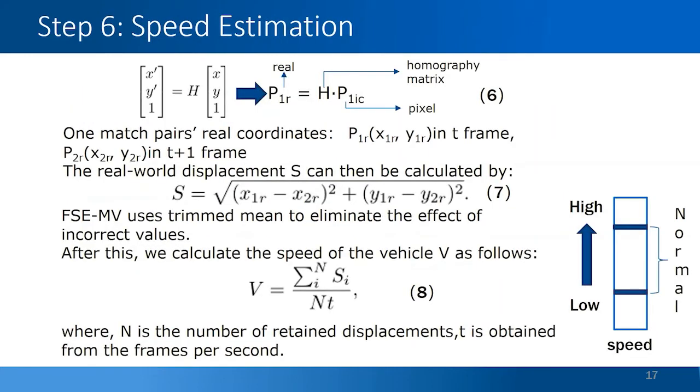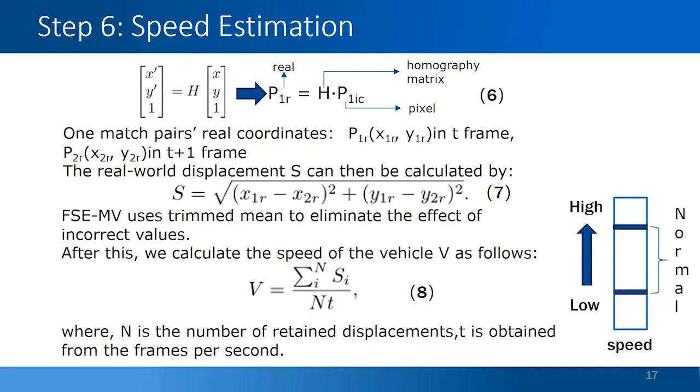FSE-MV uses equation 6 to get real-world coordinates. Calculate the object's real coordinates and the tracking target's real coordinates respectively. Then we use equation 7 to calculate the real-world displacement.